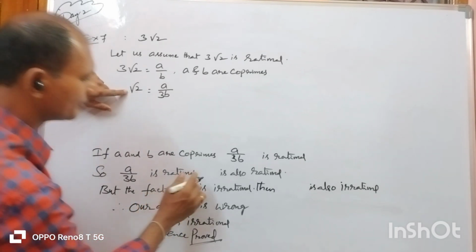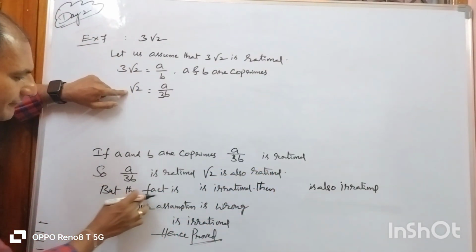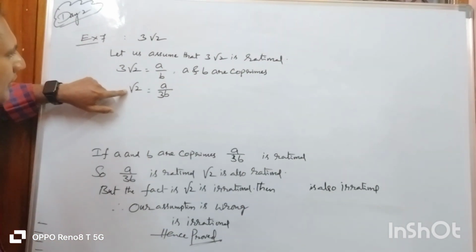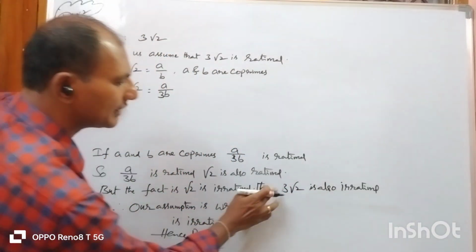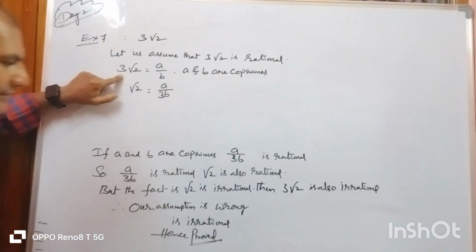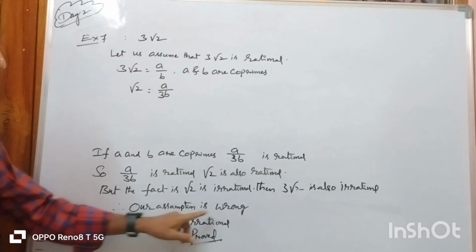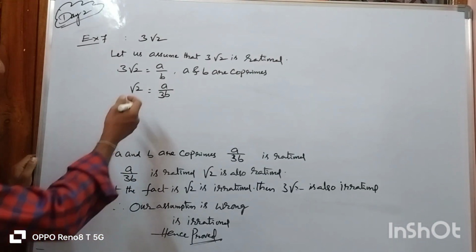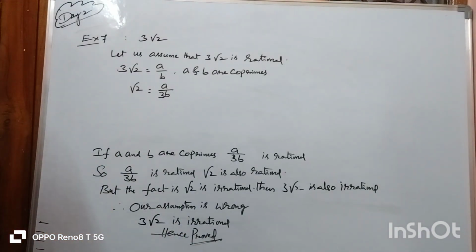Root 2 is also rational. Right? Next. But the fact is, what is root 2? Root 2 is irrational. Then 3 root 2 is also irrational. So our assumption is wrong. Our assumption is wrong, meaning 3 root 2 is irrational. Hence proved. That's it. Very simple.